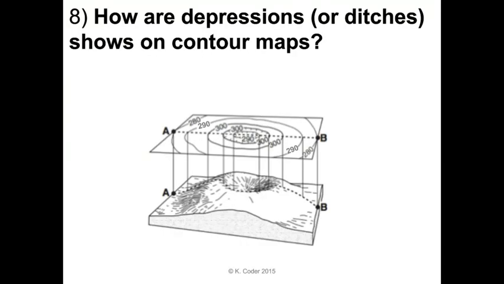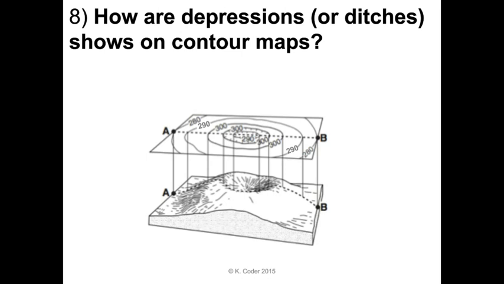Now when we look at a map, you might have seen this in the previous sections, you saw contour lines that have almost like eel marks or little lines that are indented among them. So how are depressions or ditches shown in a contour map?